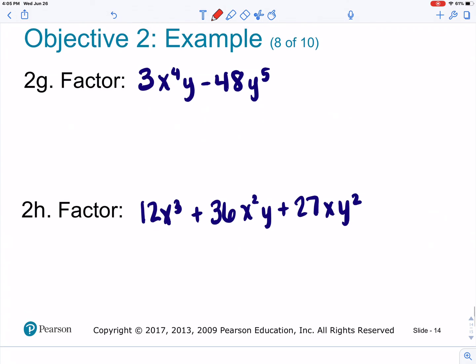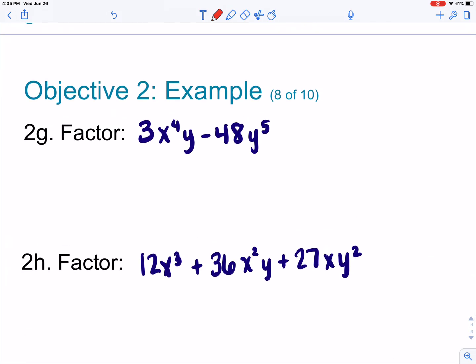I think that's it. Okay, so we got 2 more examples. So 3 and 48. Oh, I know that they're both divisible by 3. And I got a y and I got a y to the 5th. And I said, well, I can pull out a y. So 3y. When I pull a 3y out of 3x to the 4th y, I would have x to the 4th. And 48 divided by 3, I don't know why I can never remember that one, 16. So 16 y to the 4th.